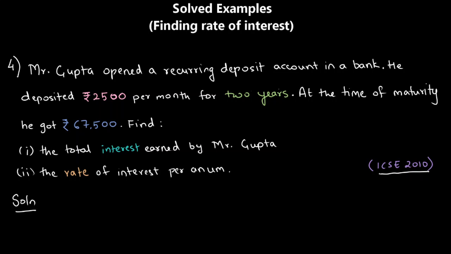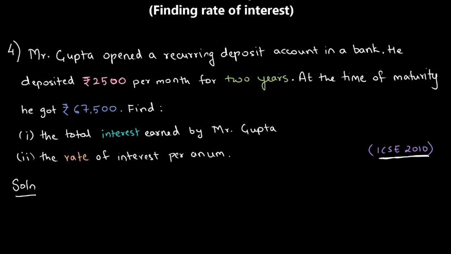Right, so another question on banking. What we have here is that Mr. Gupta opened a recurring deposit account in a bank. He deposited rupees 2,500 per month for 2 years. At the time of maturity, he gets rupees 67,500. We need to find the total interest earned by Mr. Gupta and the rate of interest he earns per annum. This question was asked way back in the ICSE 2010 examination.